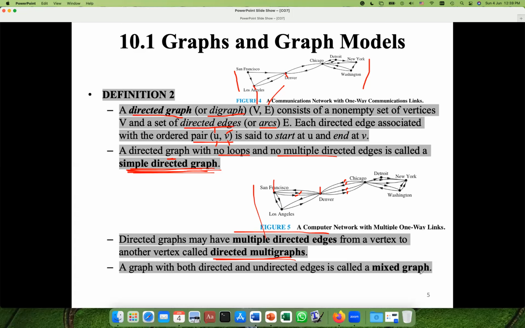And what is a mixed graph? A graph that has both directed and undirected edges, that would be called a mixed graph.